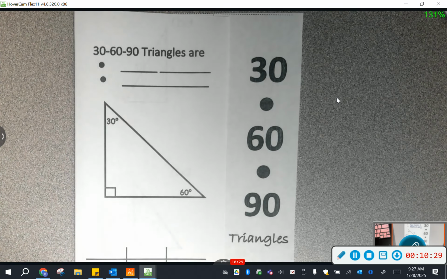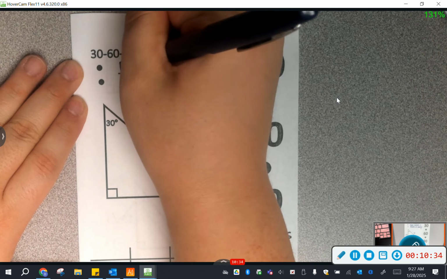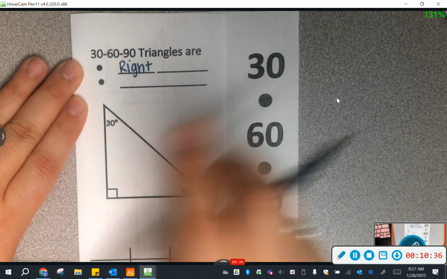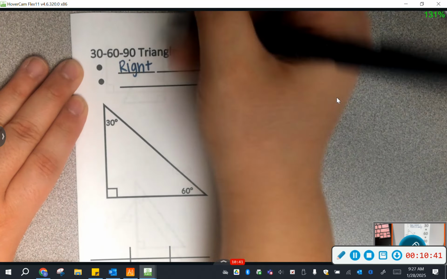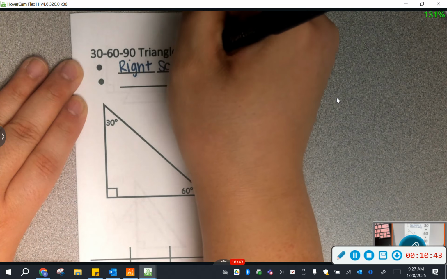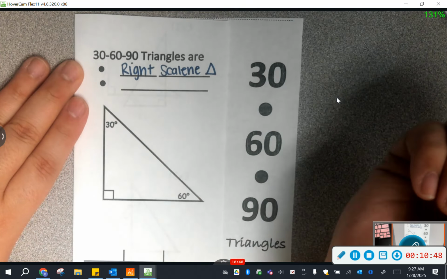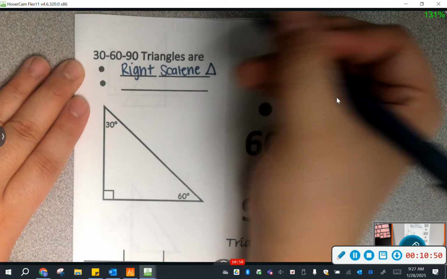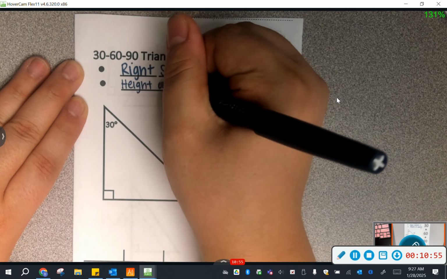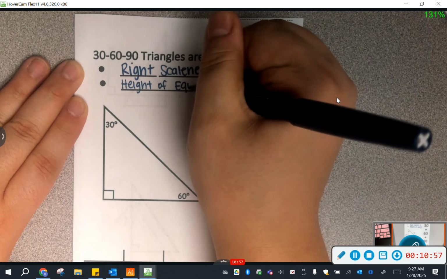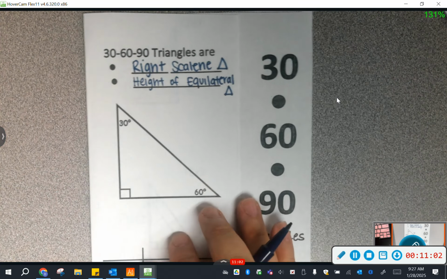I have a right triangle. What kind of triangle is this? I have 30 and 60, 90. Are any of those the same? No. So this is a right scalene triangle. And remember, these 30, 60, 90 triangles are created by finding the height of an equilateral triangle. Please write that down.